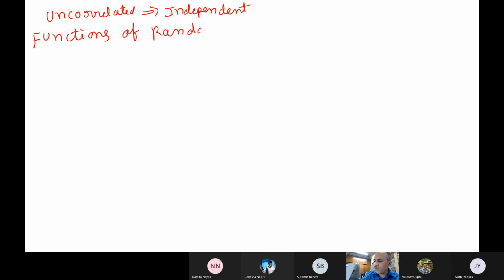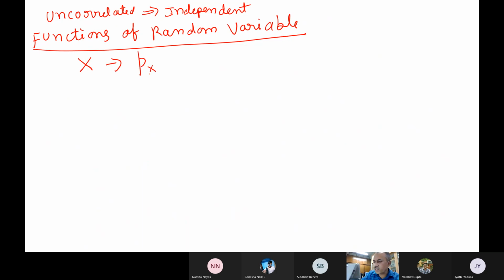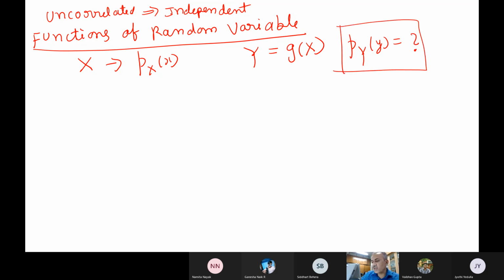This is also related to these two dimensions, and it is very interesting. So now let us have x, whose density function is p_x of x, and I have y, a new random variable which is a function of x. Now what will be p_y of y? This is my question mark. How do we find out this quantity?